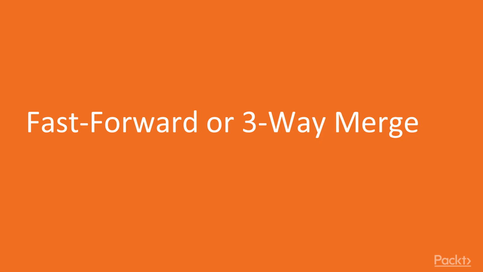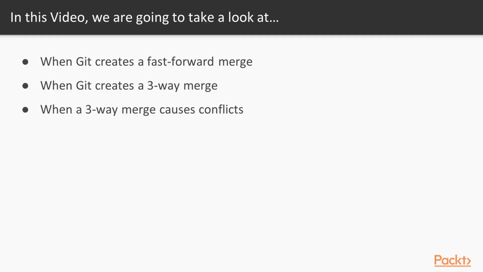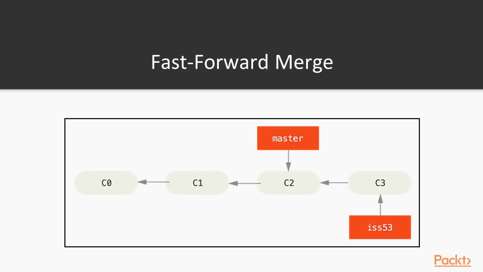In this video, we will talk about the difference between a FastForward and a ThreeWay Merge. So we will see when Git creates a FastForward or a ThreeWay Merge, and we will see in which cases a ThreeWay Merge can have some conflict. The FastForward Merge is the simplest merge that you can have. It's basically the optimal solution.